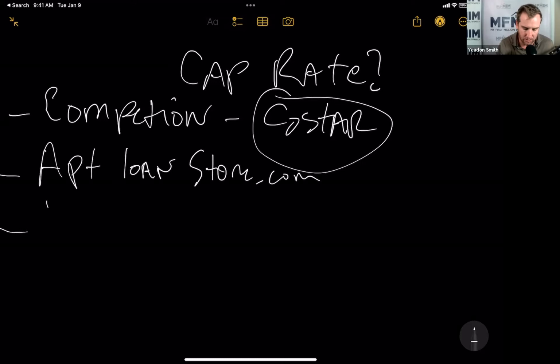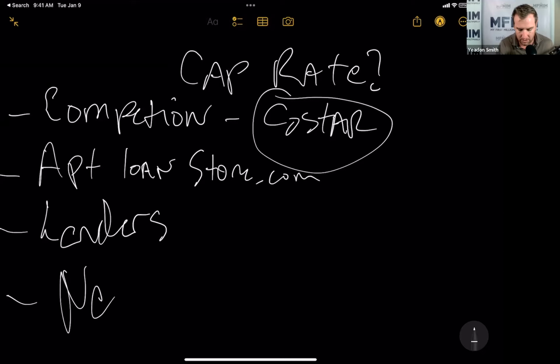You can talk to lenders. You can ask the lenders in the local market, what is the cap rate? What have they seen? What are their properties appraising at? What are the appraisers saying that the cap rates are? They're a good resource. And then, your network, right?